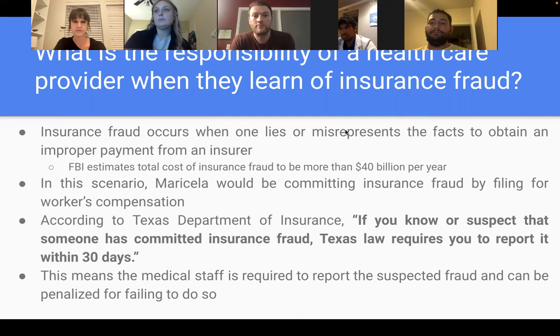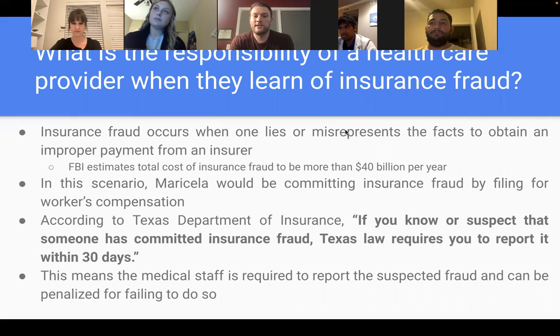According to the FBI, the total cost of insurance fraud is estimated to be more than 40 billion per year. And this means that insurance fraud costs the average US family between 400 and 700 per year in the form of increased premiums. Now, in this case, Maricela would be committing insurance fraud by filing for workers' compensation.